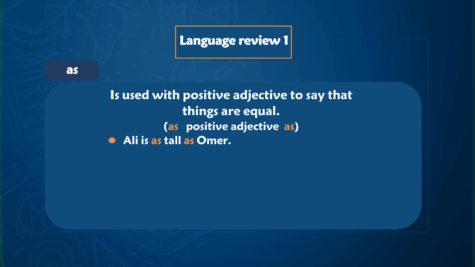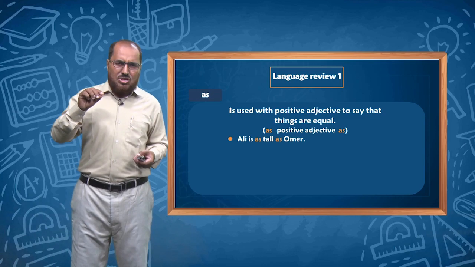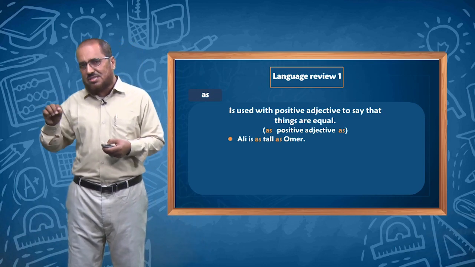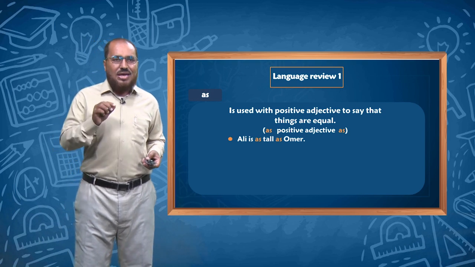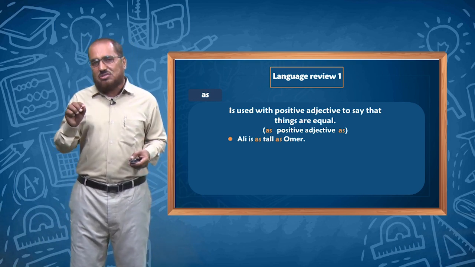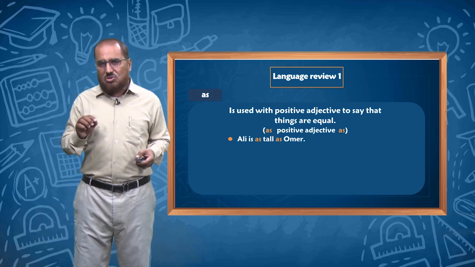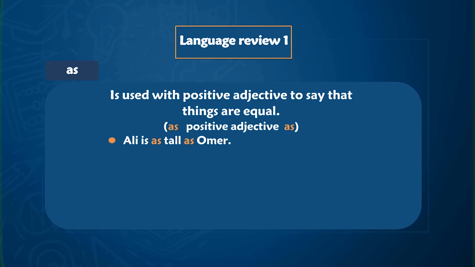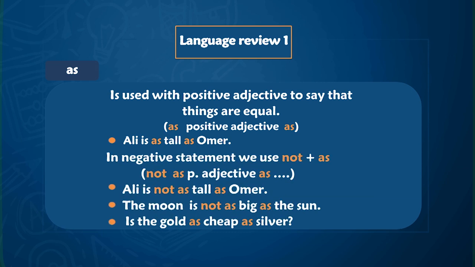Okay. For example, we measured Ali. Ali is 1 meter and 10 centimeters. Umar is 1 meter and 10 centimeters. So they are the same. So Ali is as tall as Umar. Ali is as tall as Umar because they are both 1 meter and 10 centimeters. Don't forget the adjective here should be the positive. Positive. More examples? You can also form a negative statement using as.